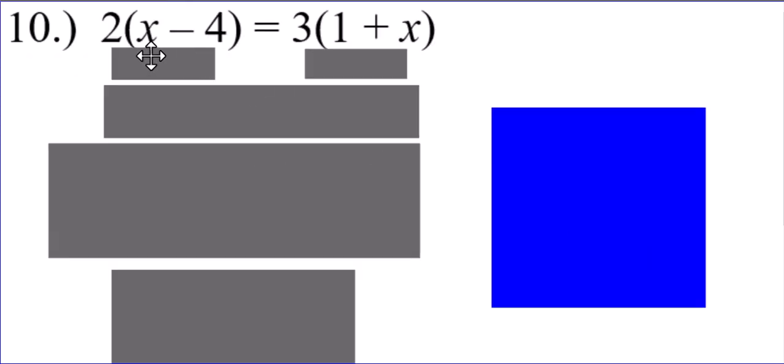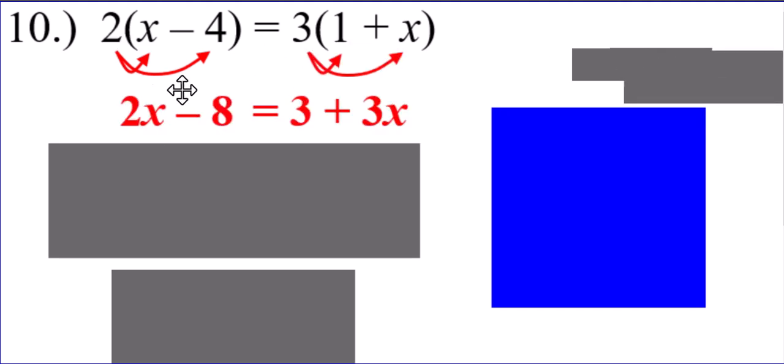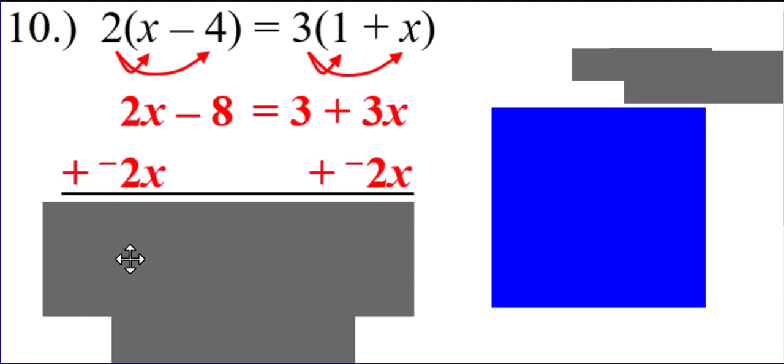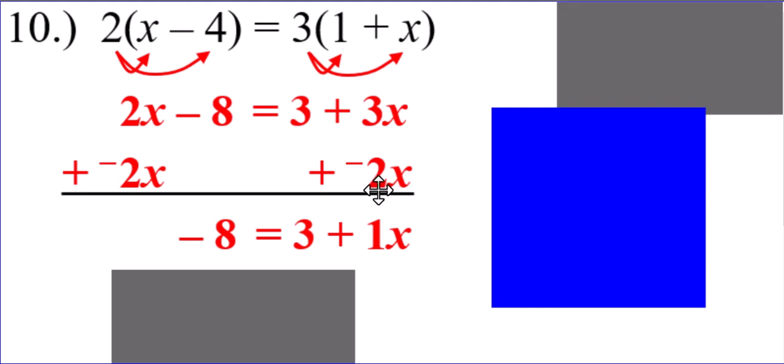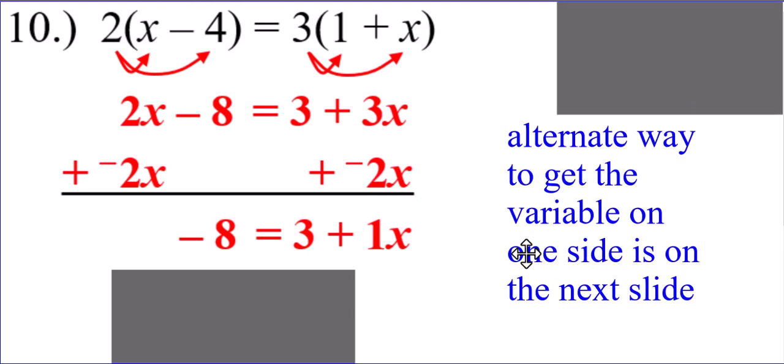Okay, problem number 10. You did the distributive property here and here. You should have got 2x minus 8, 3 plus 3x. I would recommend adding by negative 2x on both sides, giving me a positive 1x. But if you did it the other way, I feel like I'm a broken record here, guys. But I do have the other way shown on the next slide. So feel free to fast forward if you added by negative 3x and you want to see that way of doing it. Okay, watch out with this.